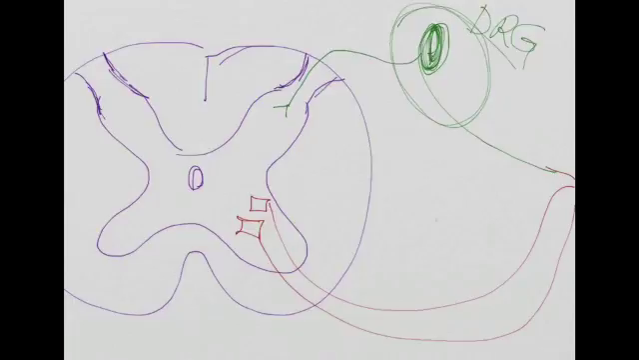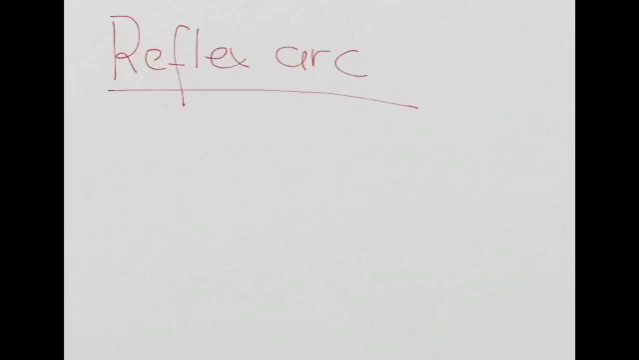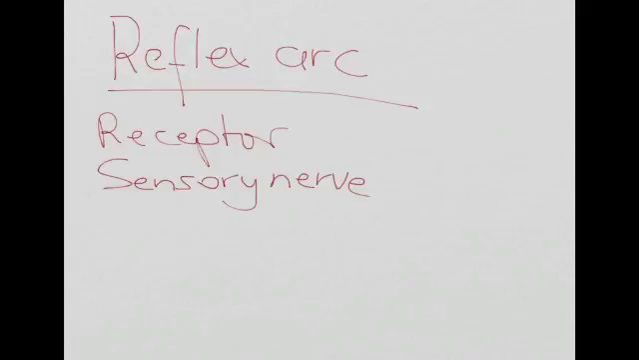The simplest responses of the central nervous system are reflexes. Reflexes are involuntary, stereotyped, patterned responses to a sensory stimulus. The reflex arc starts with a sensory receptor. The information which is picked up by the receptor is carried to the central nervous system, typically to the spinal cord or the brainstem, via a sensory nerve.